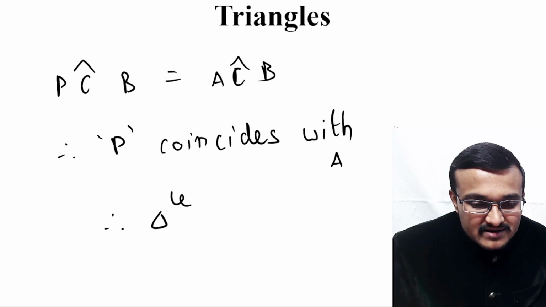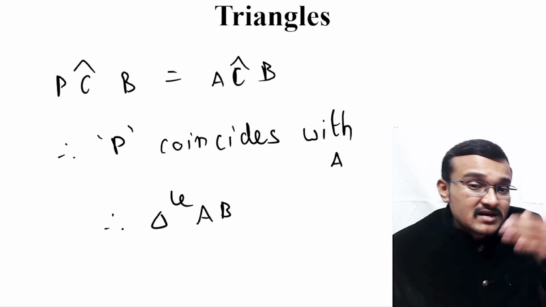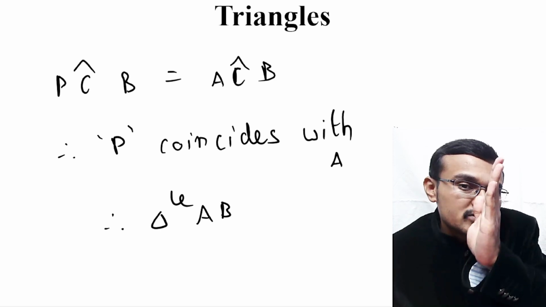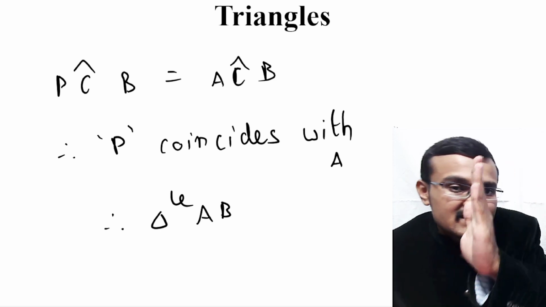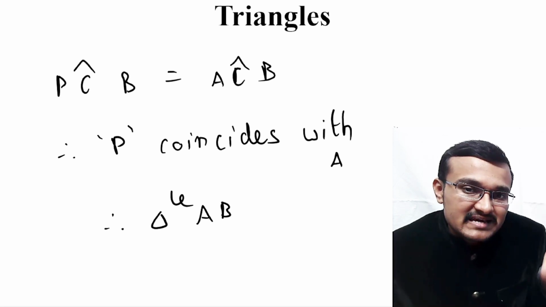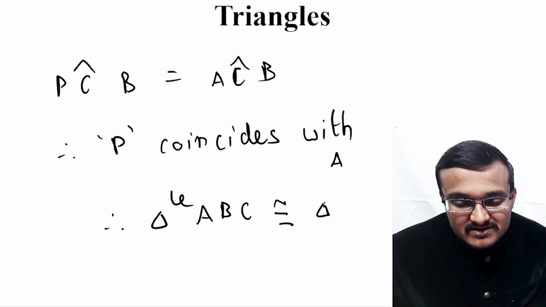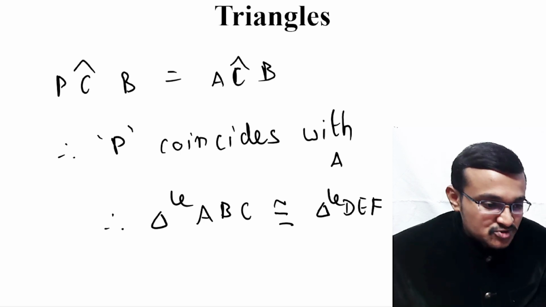Therefore, because PBC and DEF were congruent triangles, and now P is coinciding with A, that means this PBC is nothing but ABC. So that means triangle ABC is congruent with triangle DEF. This is case 2.